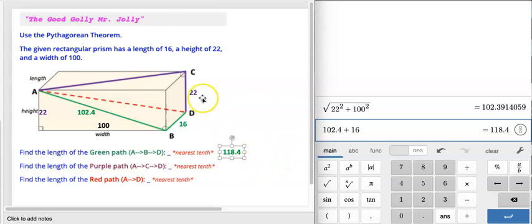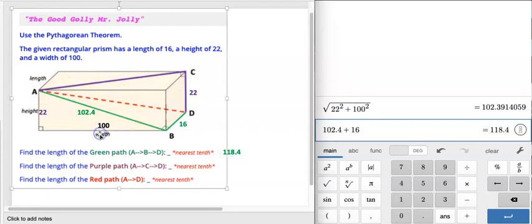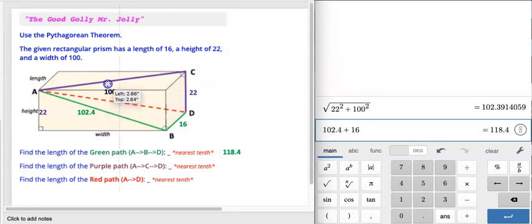All right, let's find the purple path. It's kind of the same idea. The purple path is going to be this diagonal. And what's that a diagonal of? It's a diagonal of a 100 and a 16. So this can go right here now.